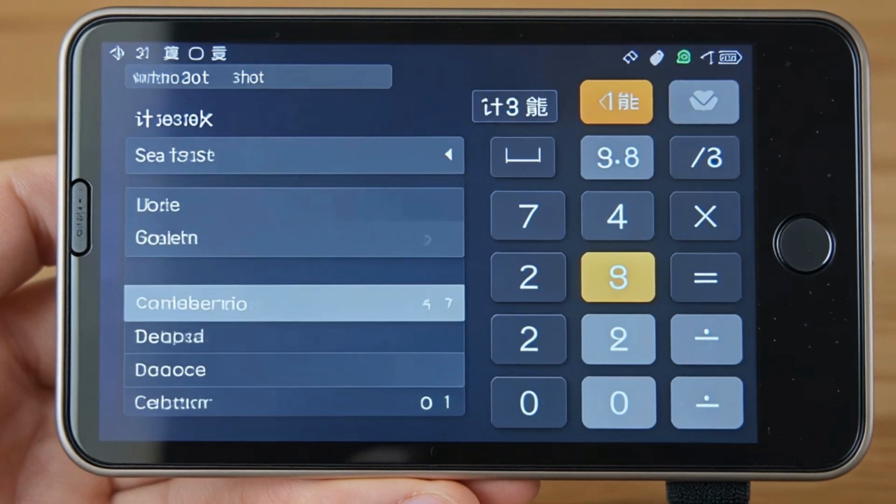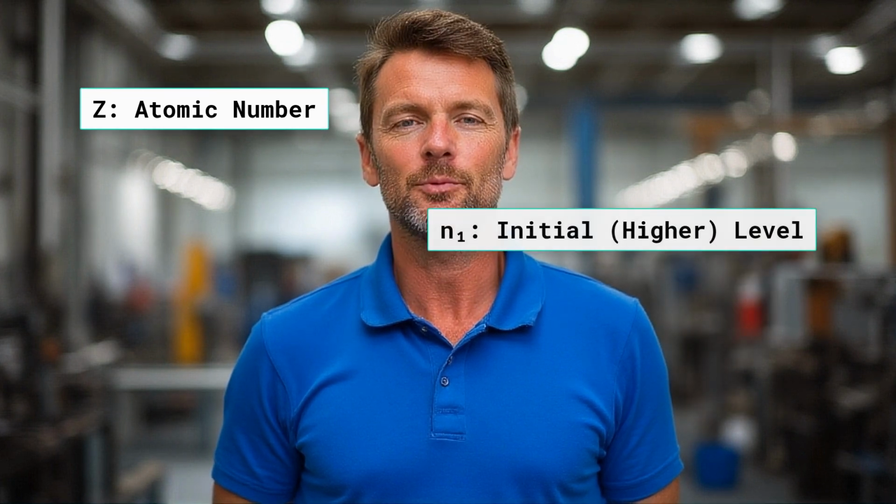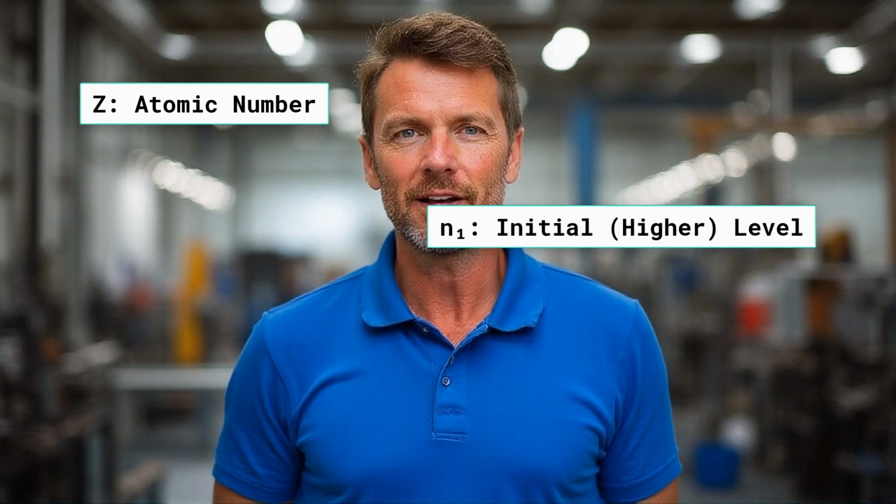Next is atomic number Z. This defaults to 1 for hydrogen, but accepts any positive integer for other elements. Then we have initial level N1, labeled as the higher energy level, and final level N2, the lower energy level. There's also a wavelength lambda input field in nanometers, used when calculating energy levels rather than wavelength.